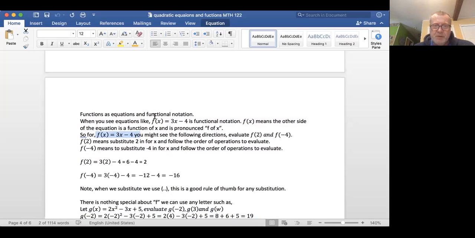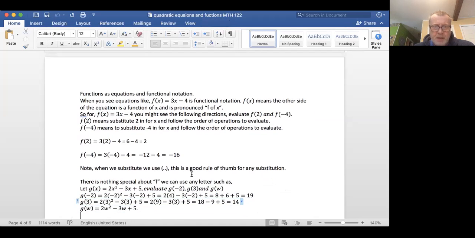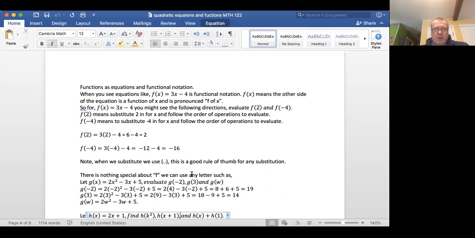Another way of thinking about this: if this was a y and I substituted 2 in for x here, I would get 2 out. So I'd have an ordered pair of (2, 2). Okay. Substitute minus 4 in for x. 3 times minus 4 gives us minus 12, minus 4, or minus 16. So that means the graph of this function would go through the ordered pair (minus 4, minus 16). Note, when we substitute, we use parentheses. It's a good rule of thumb for any substitution.